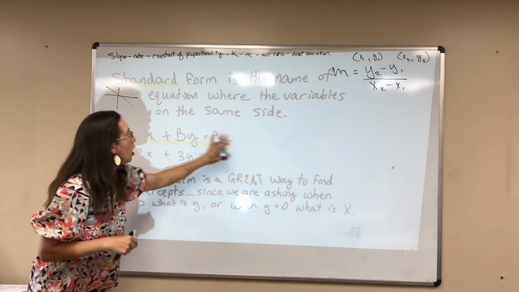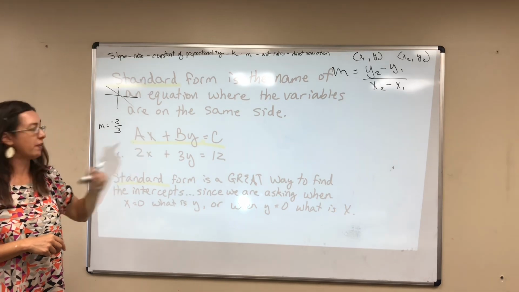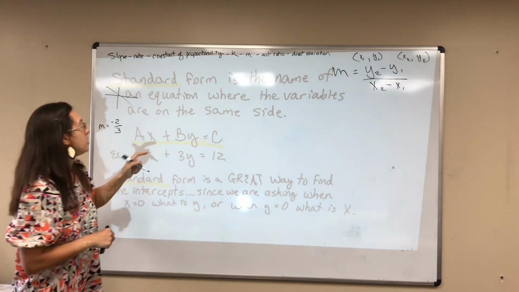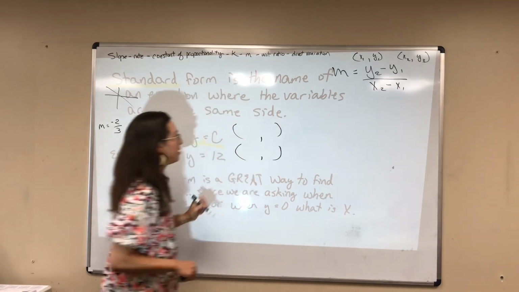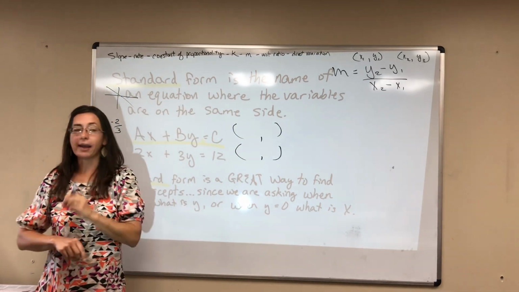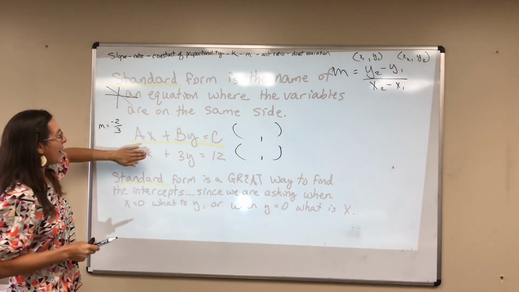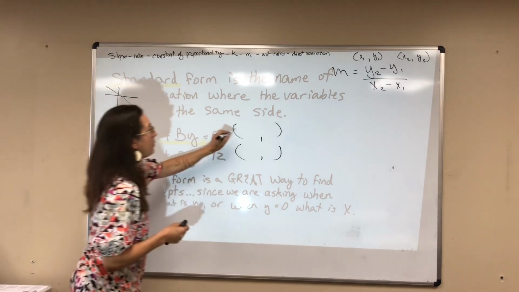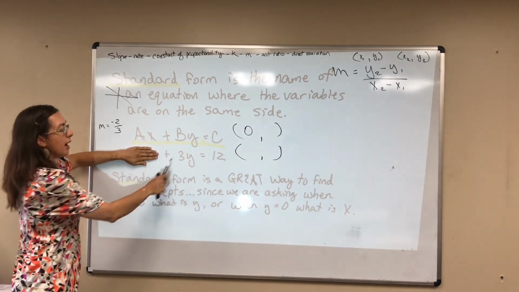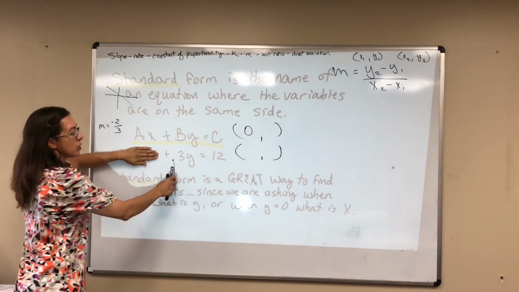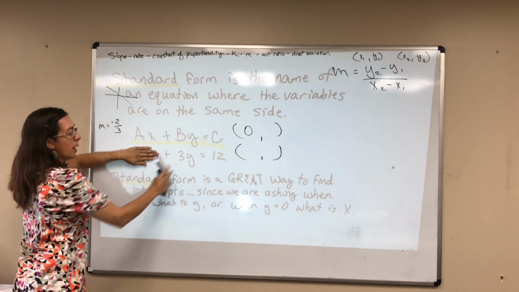Our standard form gives us 2 points with which to graph it. So what points does it give us? We're going to answer those questions when x equals 0 and when y equals 0. Standard form gives us our intercepts. So when x equals 0, I'm going to put a 0 right here for x. When x equals 0, y equals what? Well, I've got 3y equals 12. So how do I get y by itself?